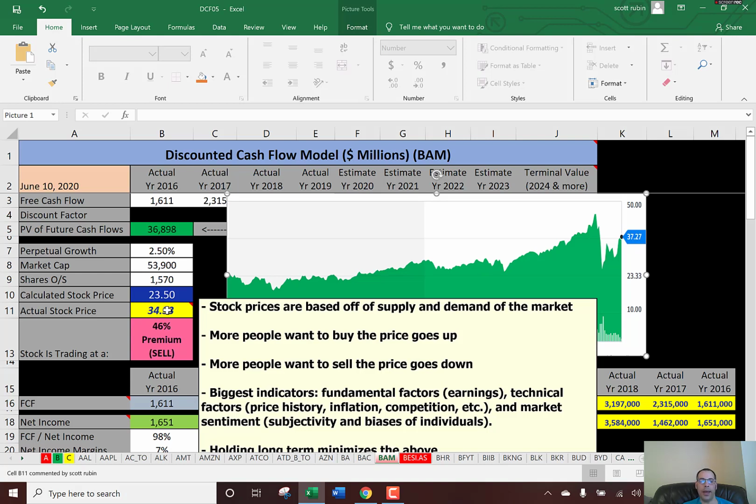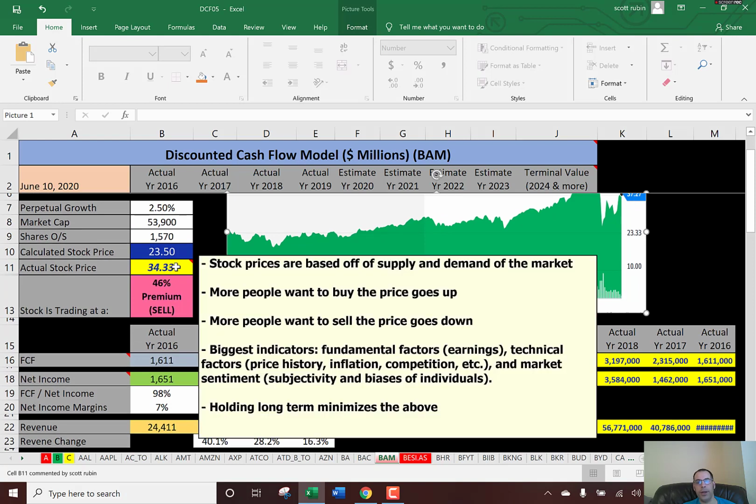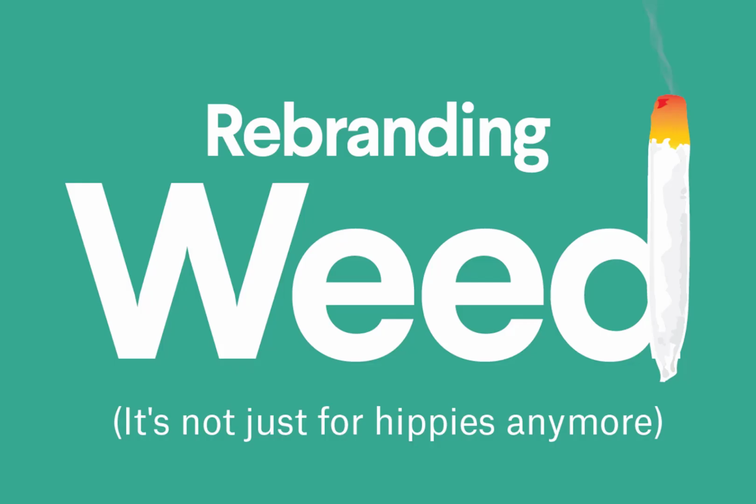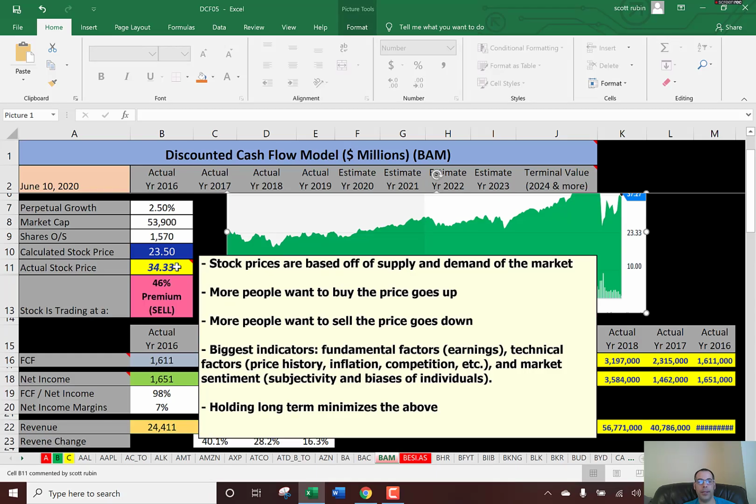But you have to look at indicators such as the financials and other external factors like competition, inflation, and also market sentiment. This could all change the value of the stock. Even if a company is doing well, people may not feel the future is going to be strong for the company, or they just don't feel that particular industry is a good industry to invest in. So the only way to mitigate these factors is to hold the stock long term, and that will reduce any ups and downs if you do invest in a company with solid fundamentals.